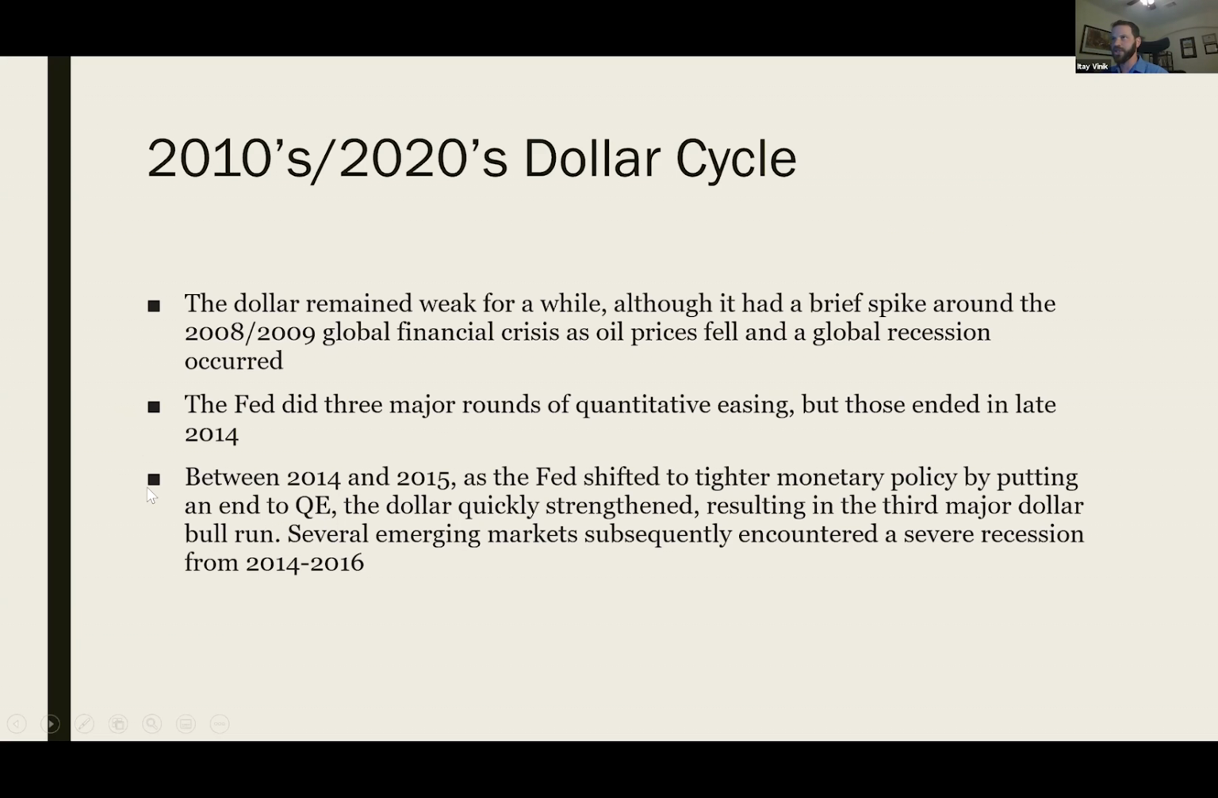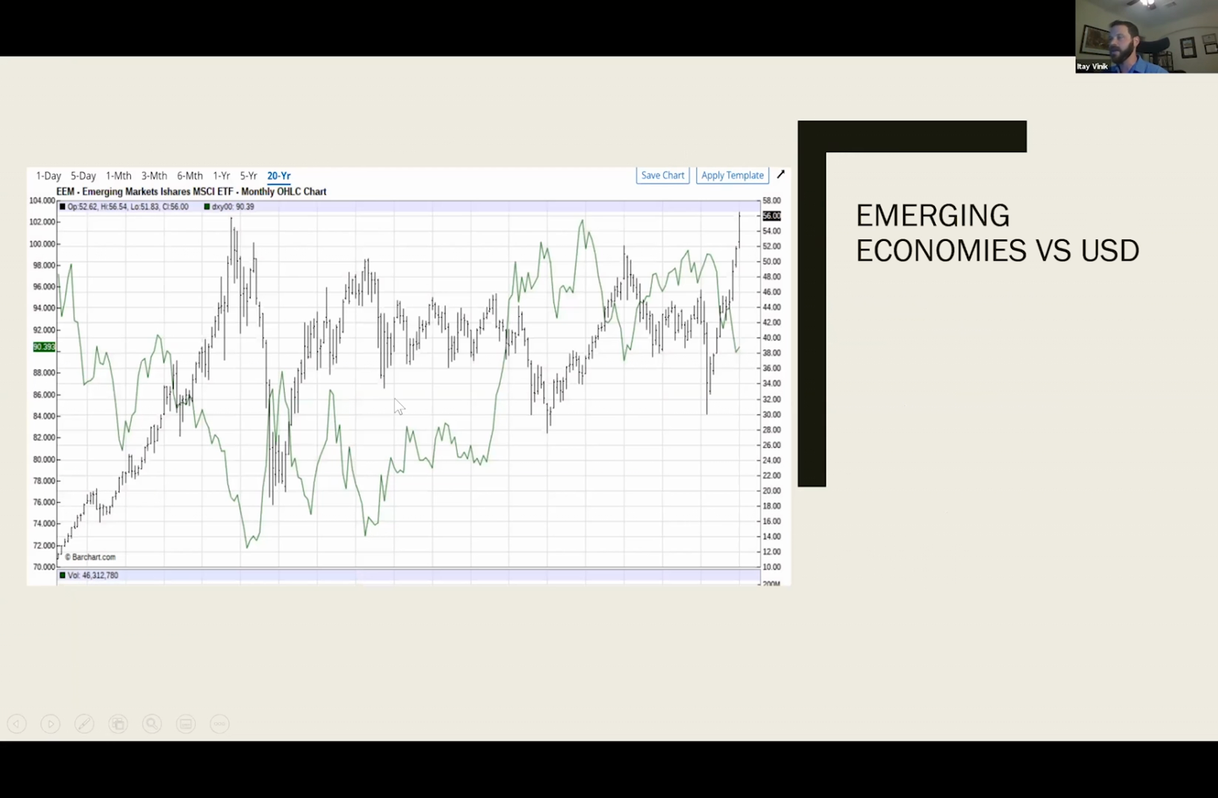And again, some emerging countries went into a severe recession. So at the first sign of something happening with the dollar, emerging economies start suffering and going into a recession. We see that here with the inverse correlation between the dollar and the emerging markets.